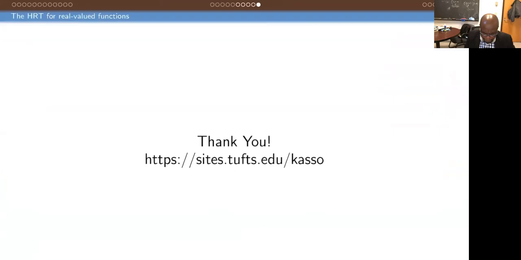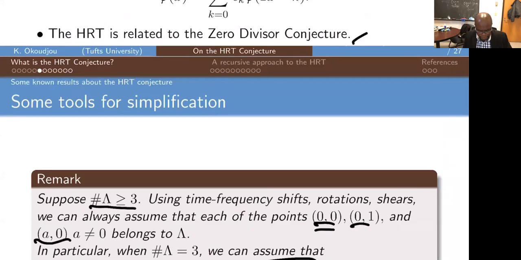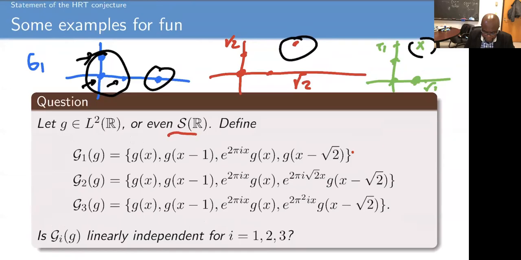Now, before I end, I want to go back to the example that I showed you earlier, the three example. You can see that this case is a 1-3 configuration. If a function is a Schwartz function, then it was known from Demeter's work. But since we know that the HRT holds for all 1-3 configurations, except maybe for a set of zero measure, we cannot say anything here. But when the function is real valued, I know that this is also true.